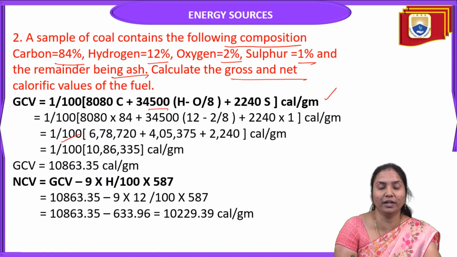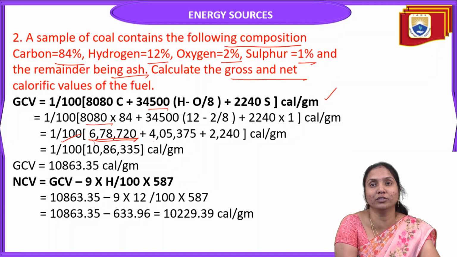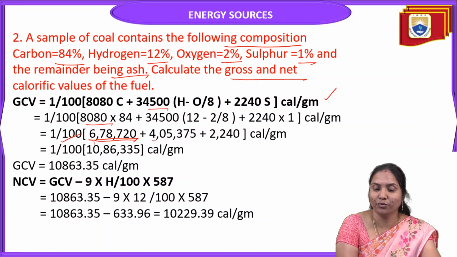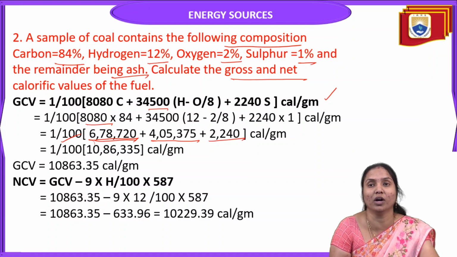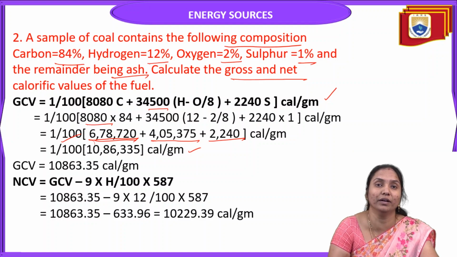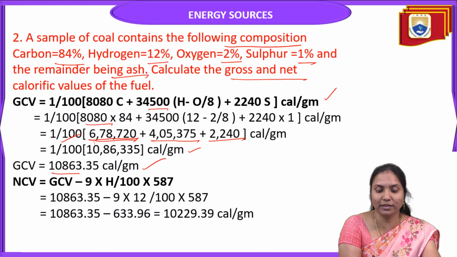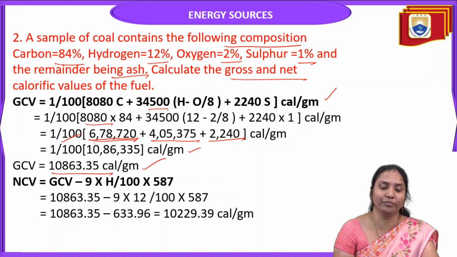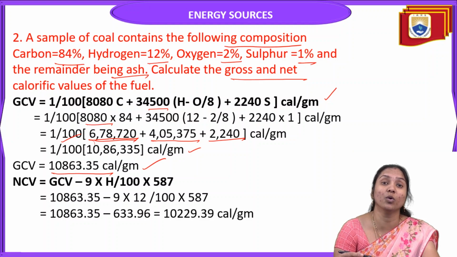The next step is 1 by 100 into 6,78,720, after multiplying 8,080 with 84, plus 34,500 into (12 minus 2 by 8), which gives 4,05,375, plus 2,240 into 1, which is the same 2,240 calories per gram. The next step is 1 by 100 into 10,86,335 calories per gram. So finally we get the gross calorific value of the given coal sample. What is the value? 10,863.35 calories per gram, the gross calorific value of the given coal sample.